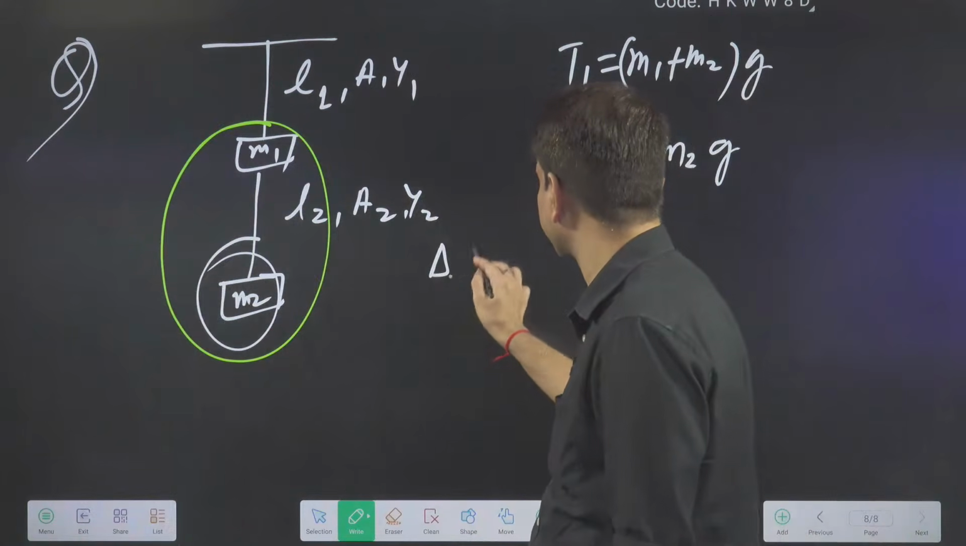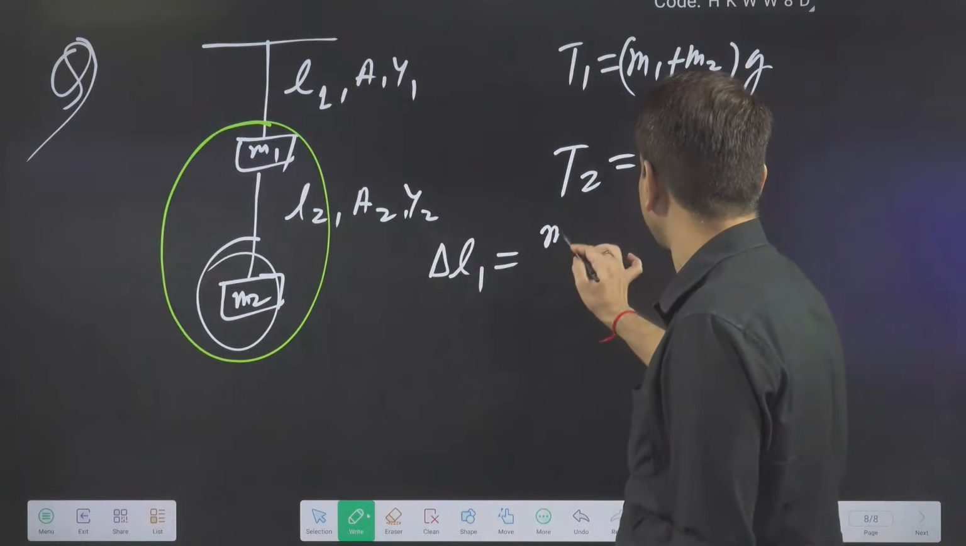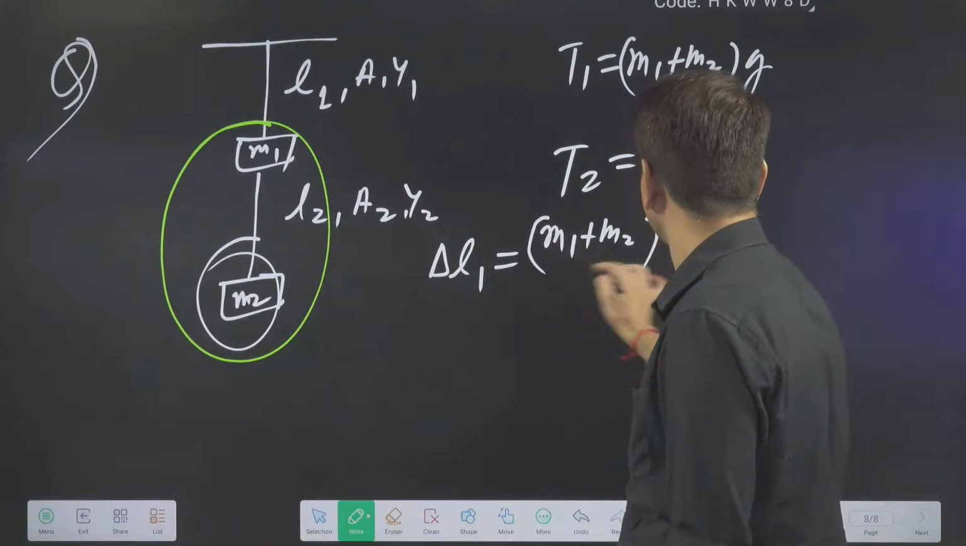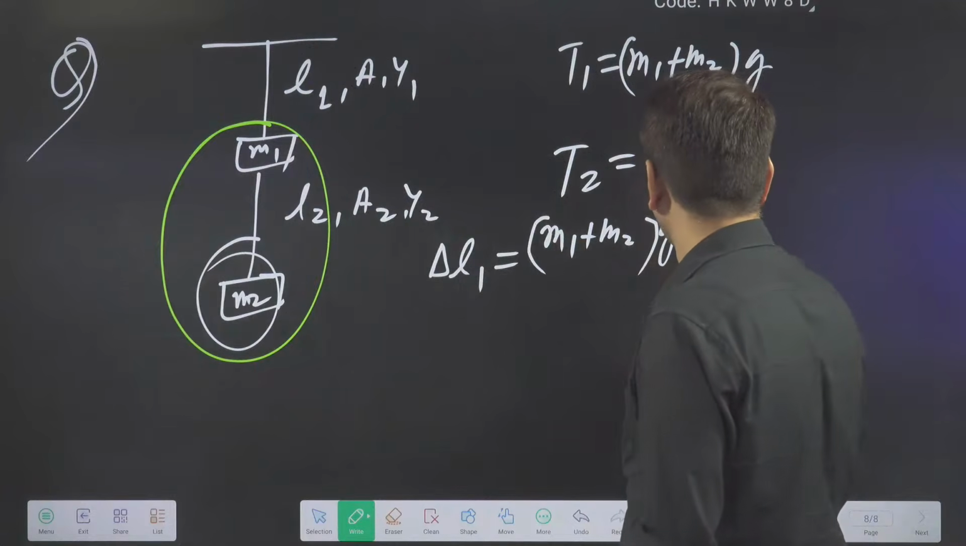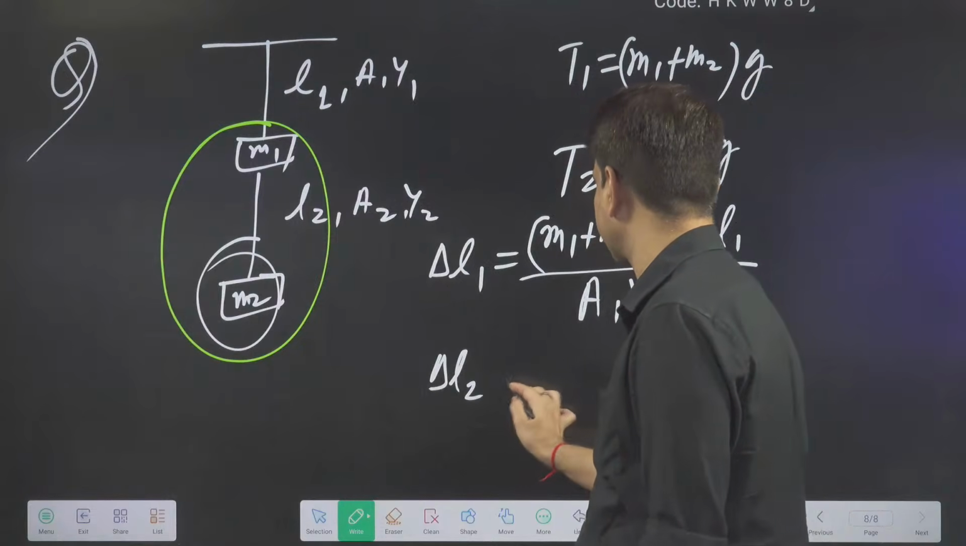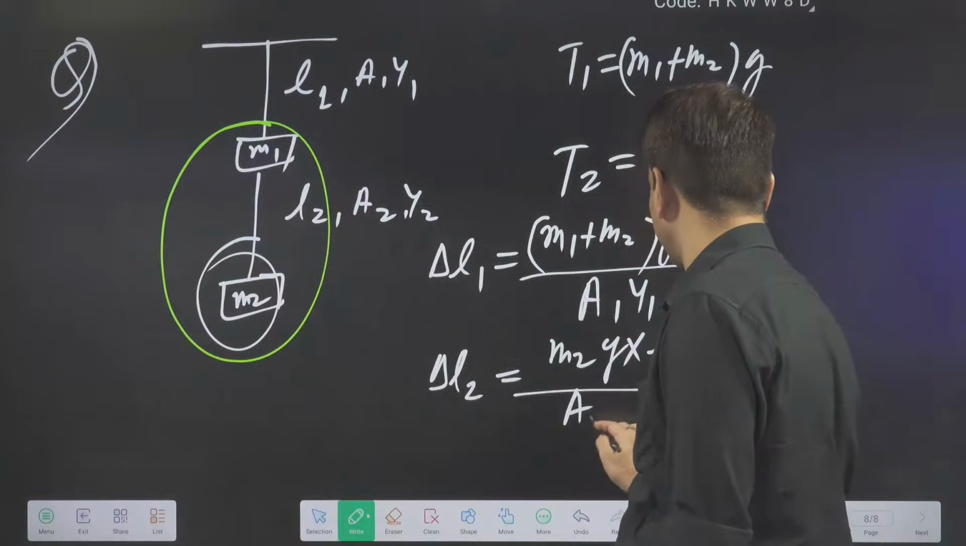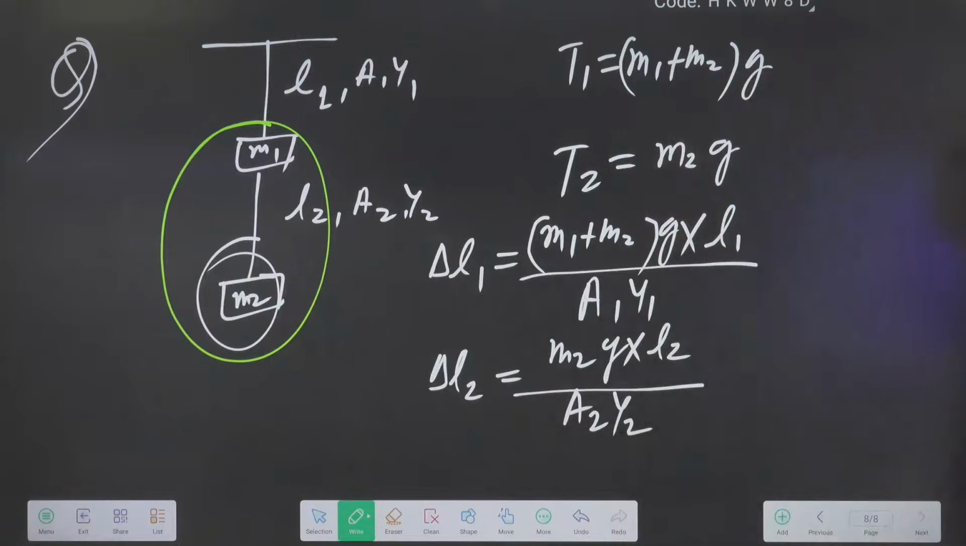Now you have the tension, you can find the elongation. Delta L1 is equal to FL upon AY. It means (M1 plus M2) g into L1 upon A1 into Y1. Similarly, delta L2, what can I say? M2g into L2 by A2 into Y2. Completed.